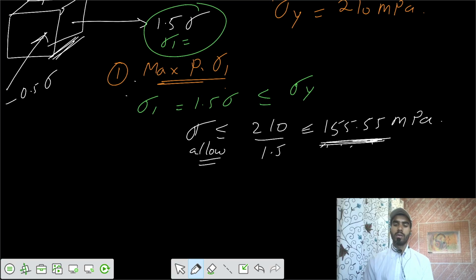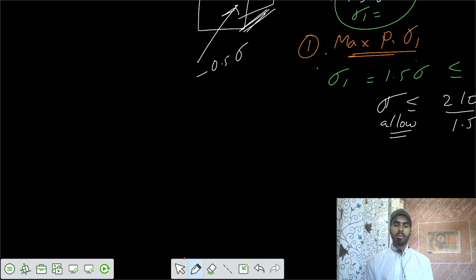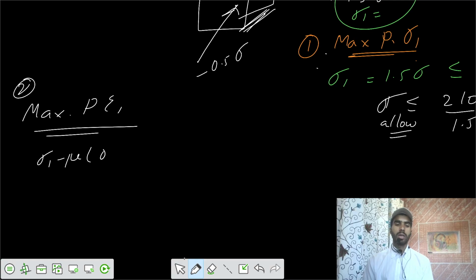So if you use method 2, that says maximum principal strain theory, that means maximum principal strain value equals sigma 1 minus mu times sigma 2 plus sigma 3, divided by E.